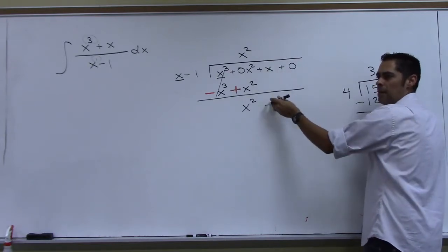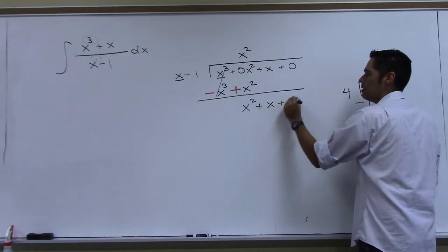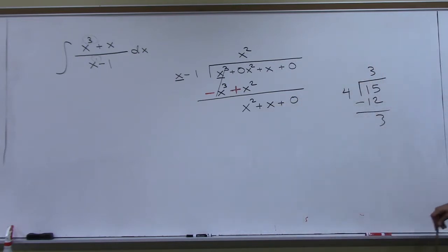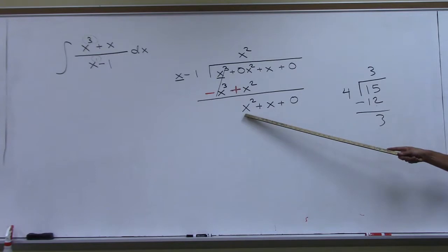Just bring them straight down, right? X is here, so plus x, and then plus 0. You don't need it, but you can write it if you want. Okay, do I stop? Am I done with long division? No. I continue until I can't turn this into the first term here anymore.